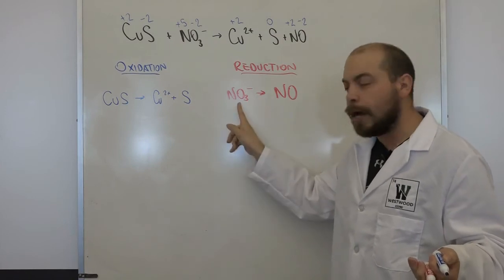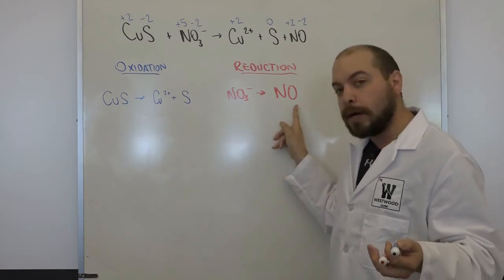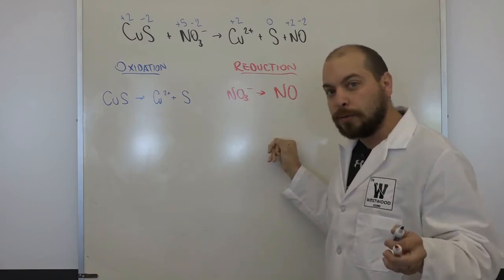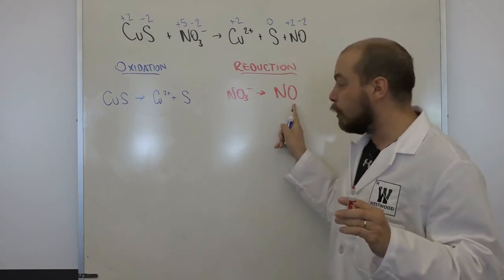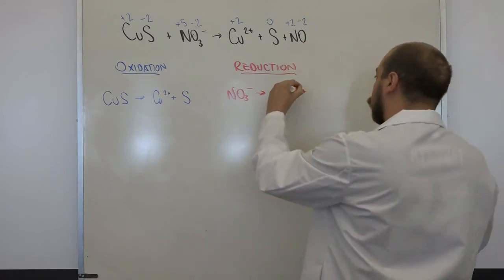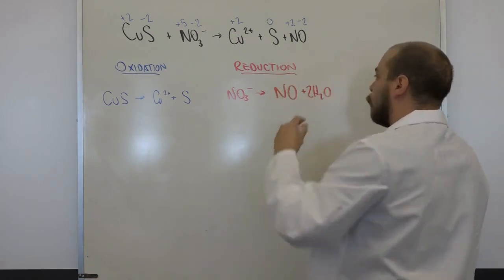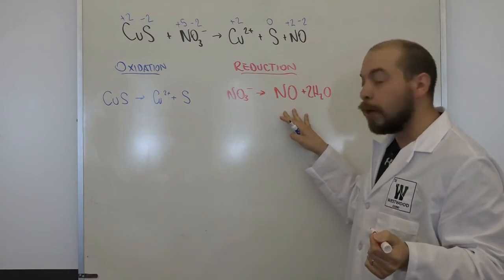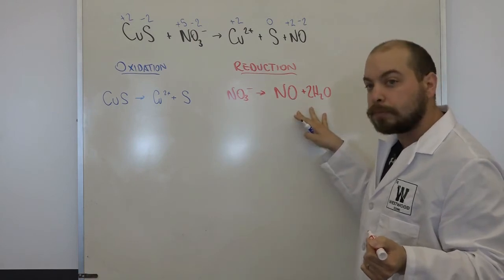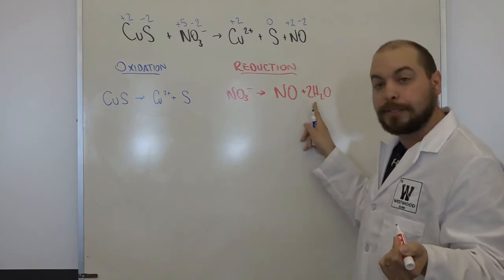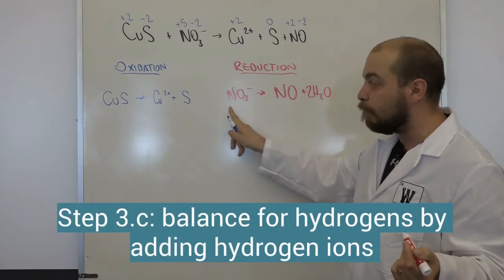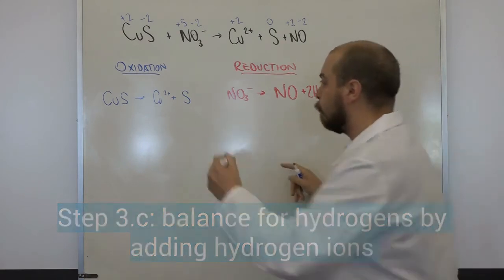However, in the reduction half reaction, there are 3 oxygens on the reactant side and only 1 on the products. We need to add oxygen through the addition of water molecules. So in order to balance the oxygen, we're going to add 2 water molecules to the product side. We've added 2 water molecules to the product side. Now we're balanced for oxygens, 3 on the left and 3 on the right. But what we're not balanced for is hydrogens. Notice how we have no hydrogens on the left and we have 4 on the right. That means we need to add 4 hydrogen ions to the left.